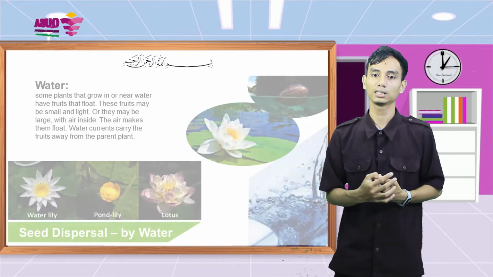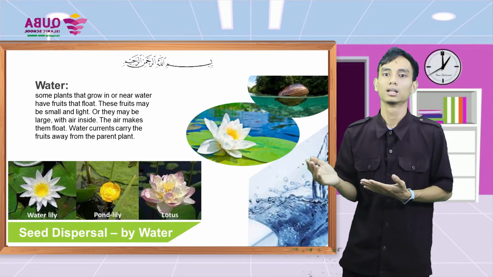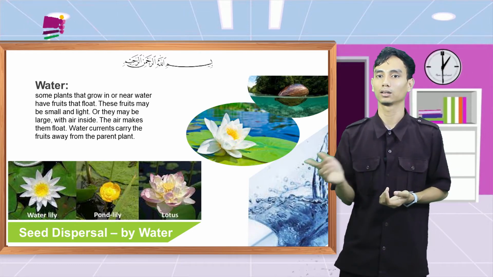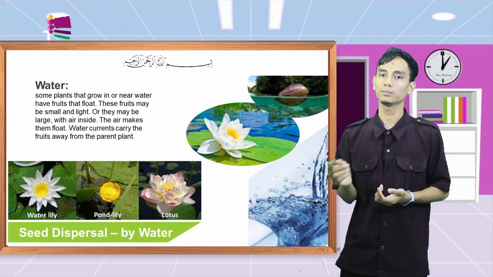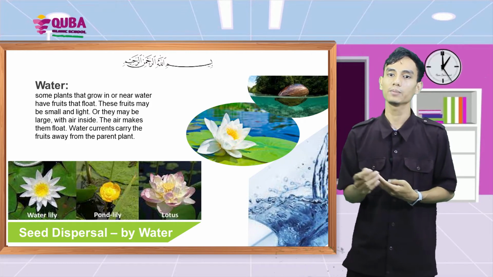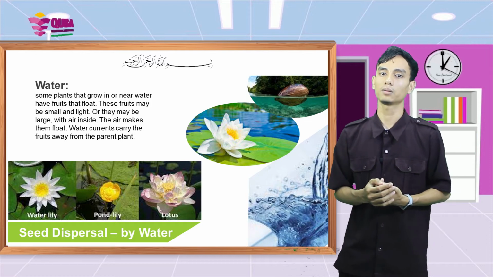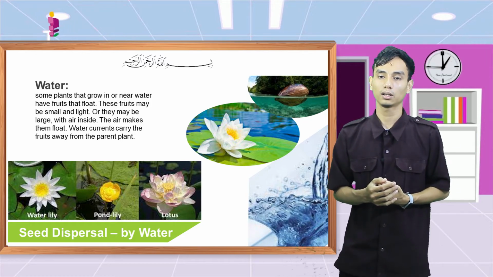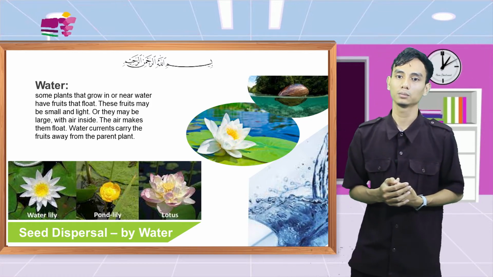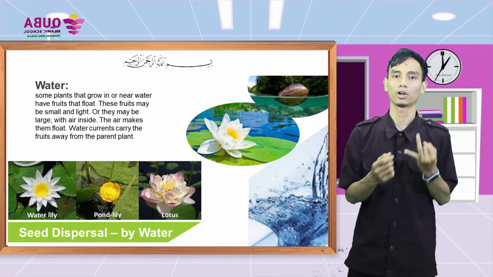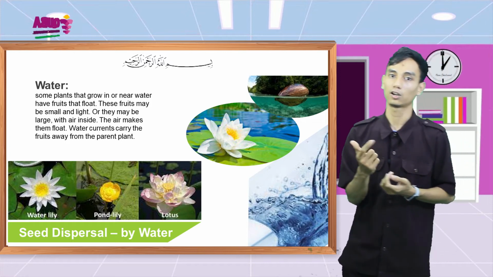And then, seed dispersal by water. Some plants that grow near water have fruit that float. These fruit may be small and light, or they may be large with air inside. The air makes them float. Water currents carry the fruit away from the parent plant. For example, water lily, pond lily, lotus, and coconuts.